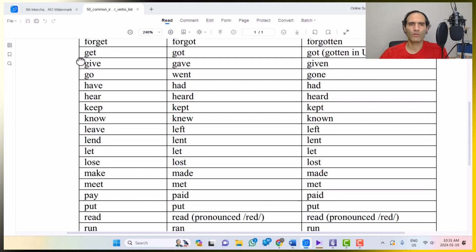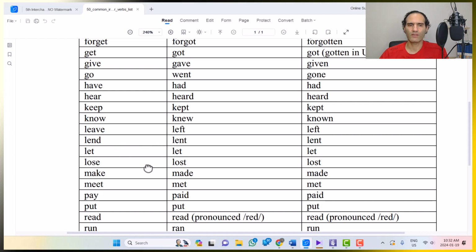Go, went. Have, had. Hear, heard. Keep, kept. Know, knew. Know, knew, known. Leave, left. Lend, lent. Let, let.